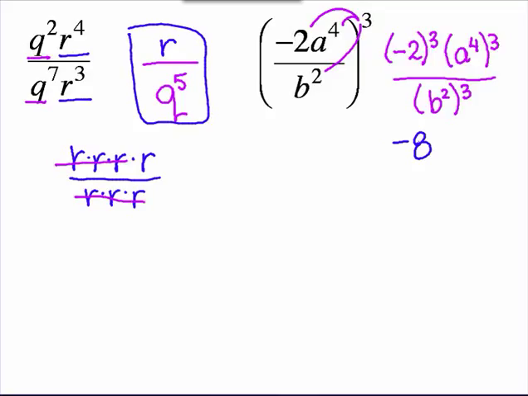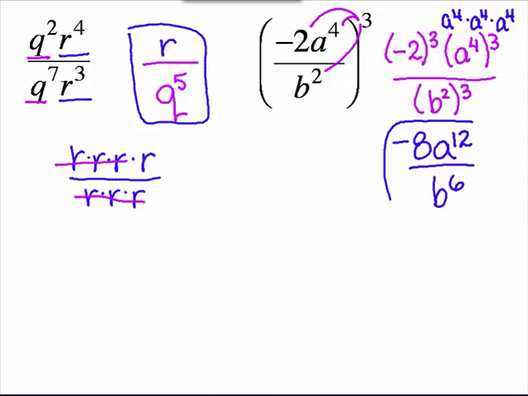So now a to the 4th to the 3rd power. A to what? 7. A to what? 12. Oh, yeah. The reason why it's 12, remember, a to the 4th cubed means a to the 4th times a to the 4th times a to the 4th. So you have 4a, 4a, and 4a, which is 12a. On the bottom, what do you get, b to what power? 6. Okay, because you have 2 times 3, which is 6.